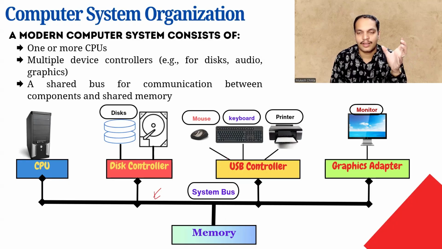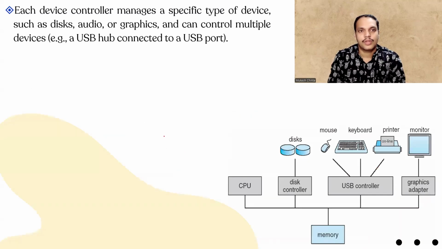So you have to understand that there are a lot of hardware components within a given system, and these usually make use of something called device controllers. What is the main job of this device controller? Let me show you. Each device controller manages a specific type of device such as disk, audio, or graphics, and can control multiple devices. Imagine you are buying a USB hub and you connect a keyboard to it, a mouse, and your pen drive. That is a multiple device controller which can control multiple types of devices.